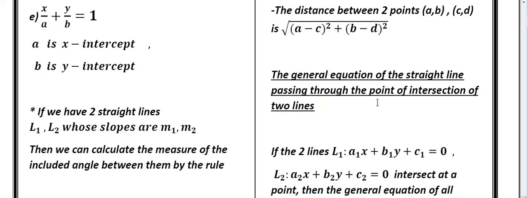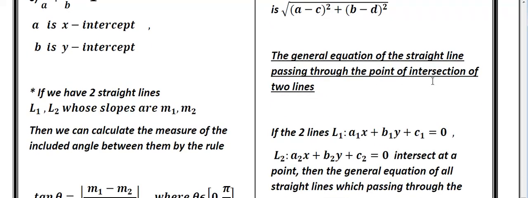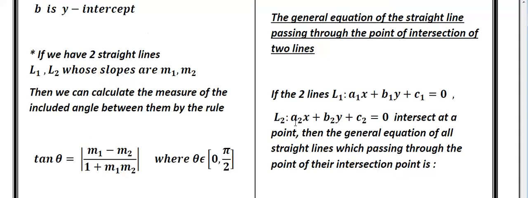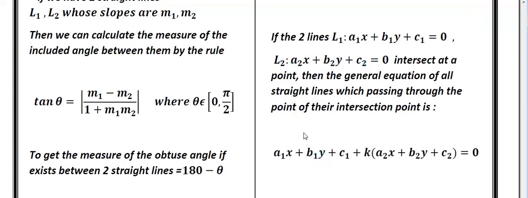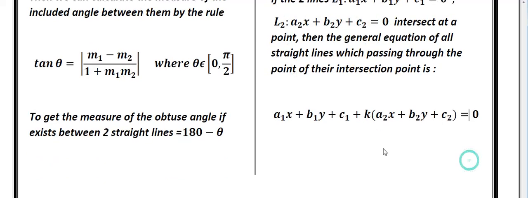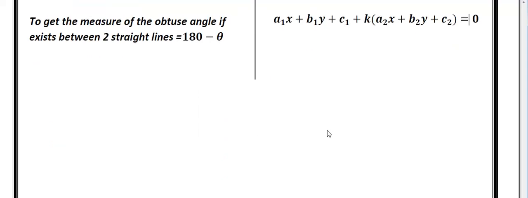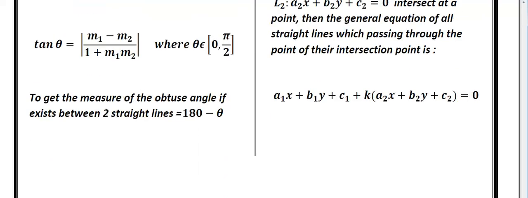The general equation of the straight line passing through the point of intersection of two lines: if the first line is a1x plus b1y plus c1 equals 0 and the second equation intersects it at a point, then the general equation of all such lines, and we must know this rule, is the first equation without the 0, plus a constant multiplied by the second equation without the 0, and write 0 outside. Okay, my students, in the next video I will complete all the questions.